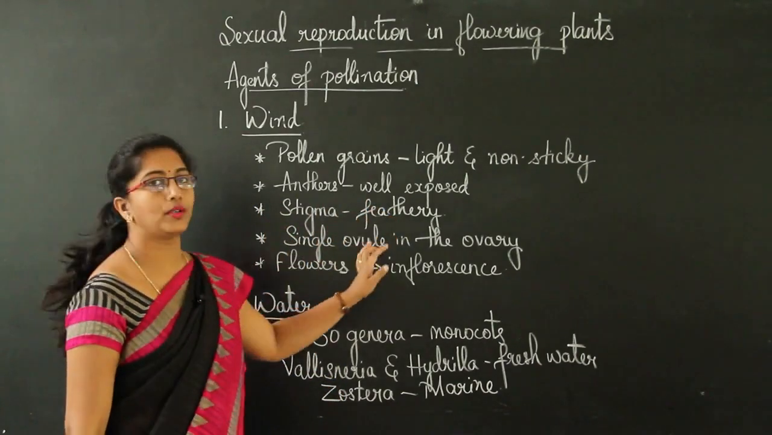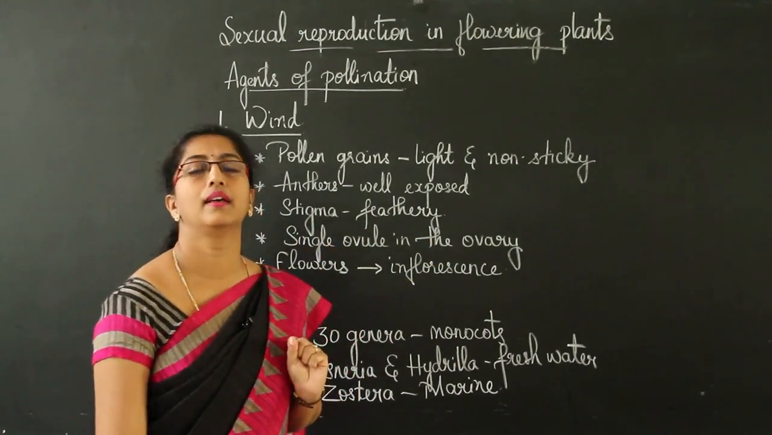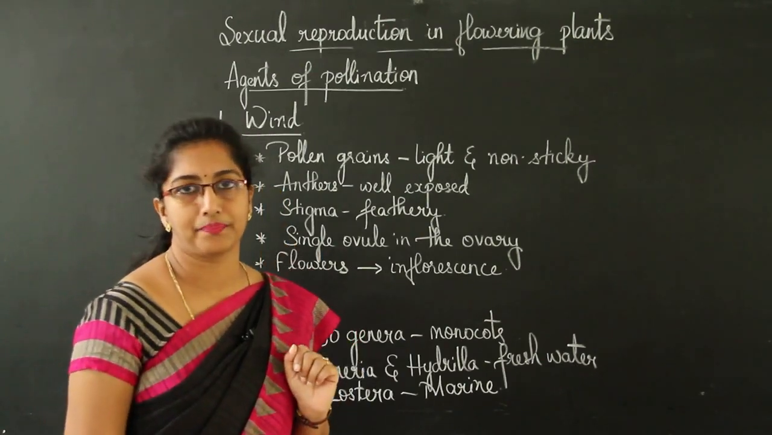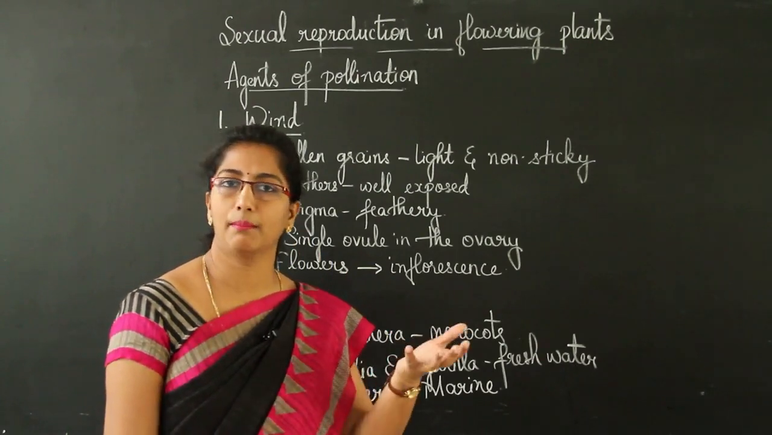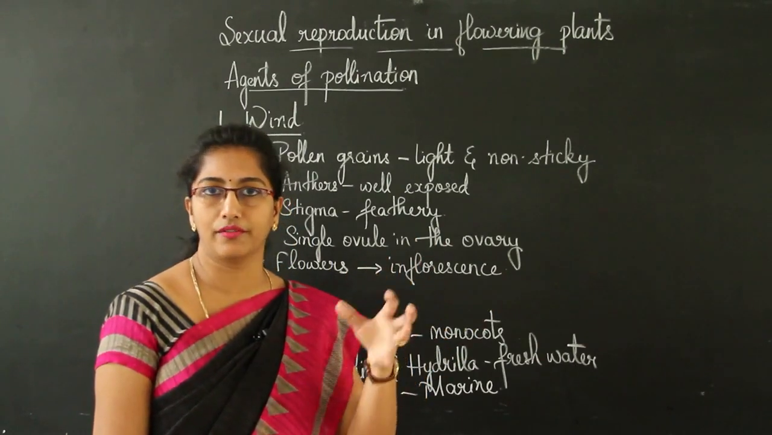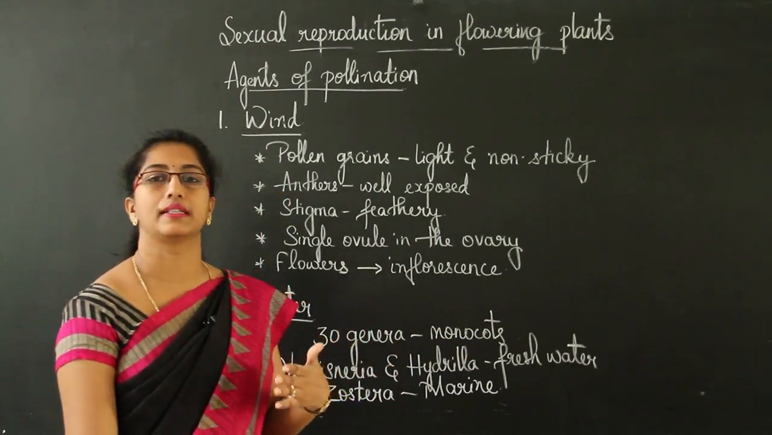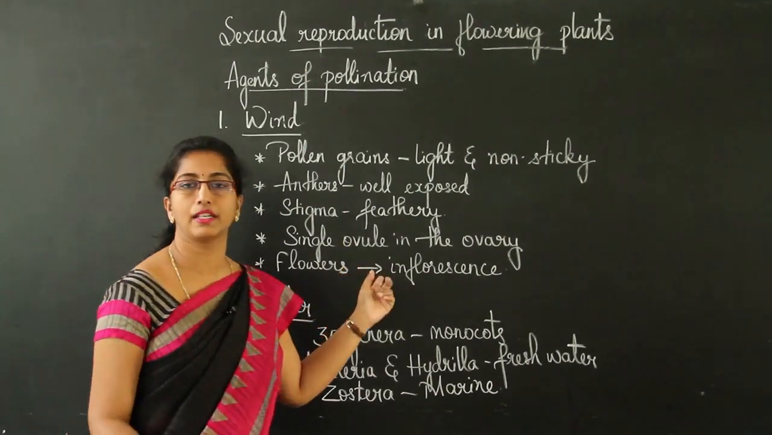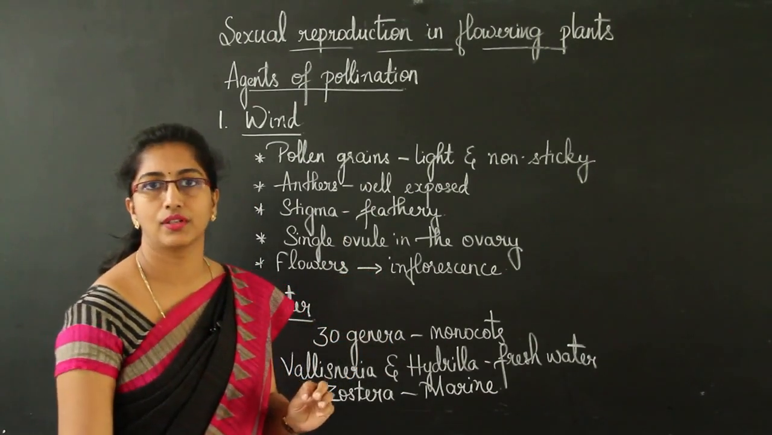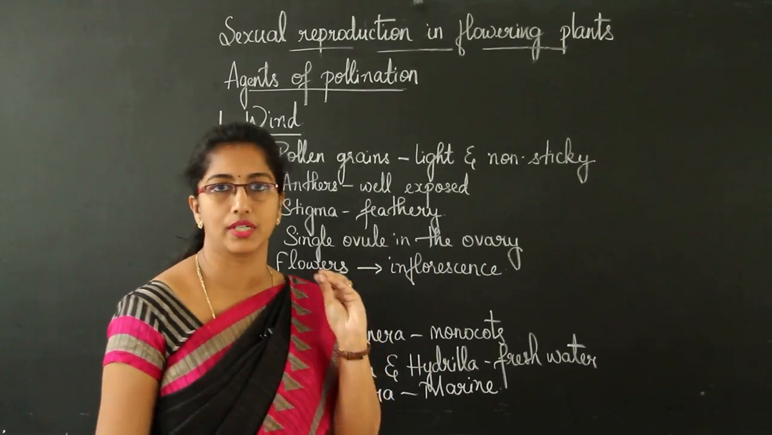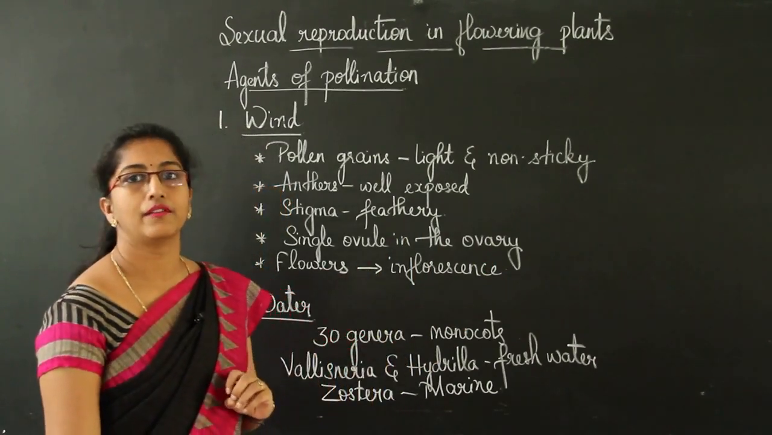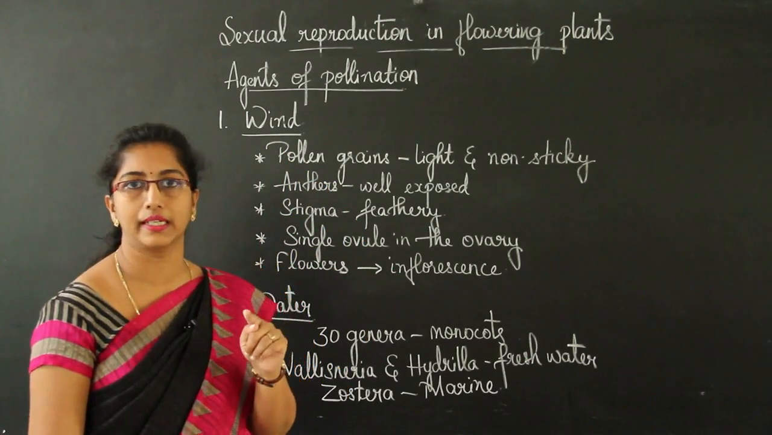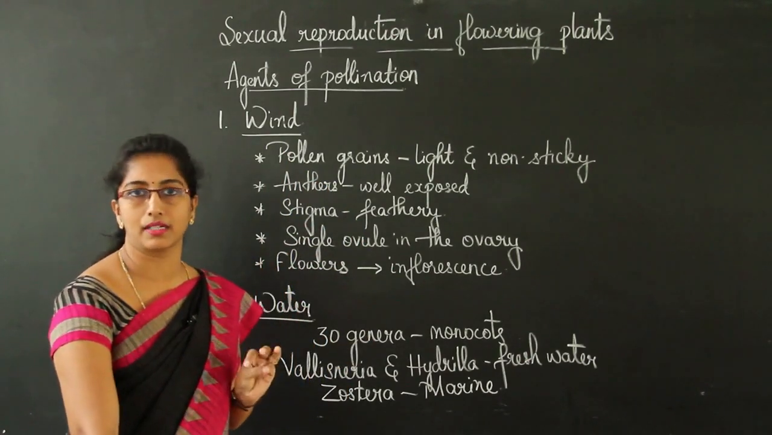Then there is a single ovule in the ovary. Usually the flowers which depend on wind for pollination have a single ovule inside the ovary. The reason behind it is that multiple pollen grains coming and falling on the stigma through the wind is a matter of chance. Because of that, there's only a single ovule inside the ovary. Then many flowers are compactly arranged to form an inflorescence. This is another characteristic feature which we find in wind pollinated flower. So these are the characteristic features of wind pollinated flower which you need to study. As I told, it can be asked as a 3 marks question.